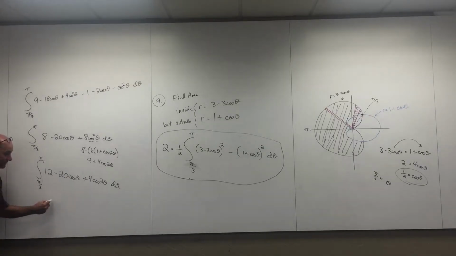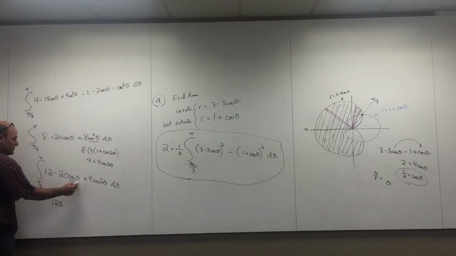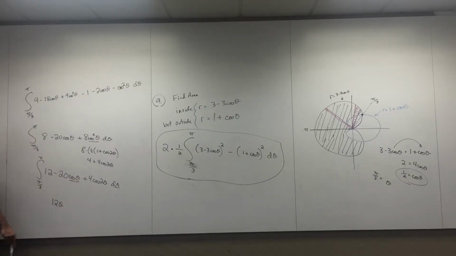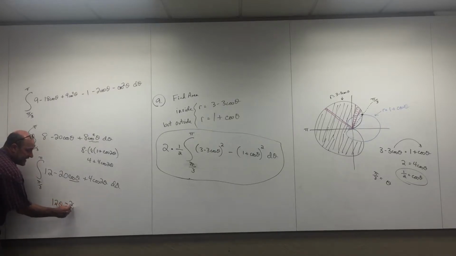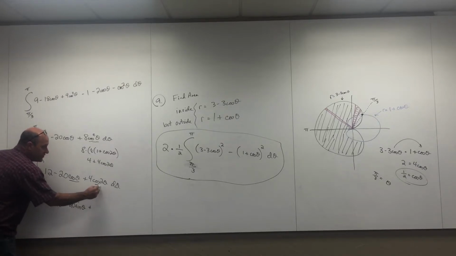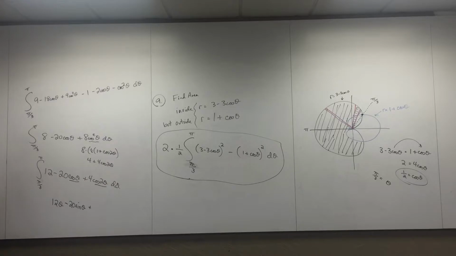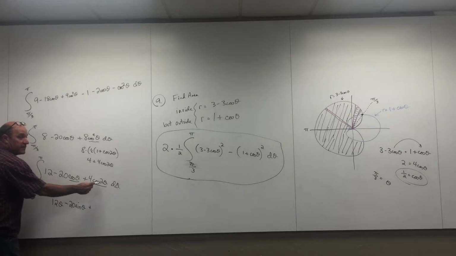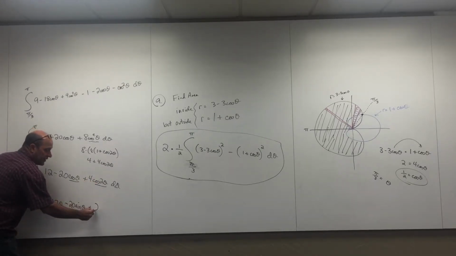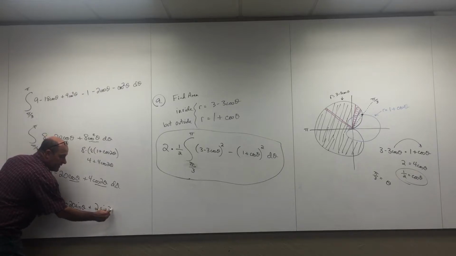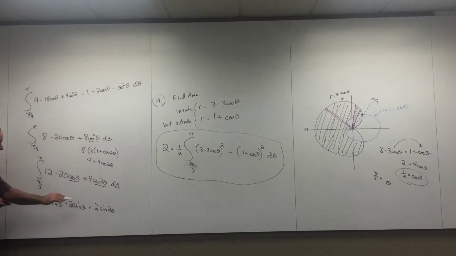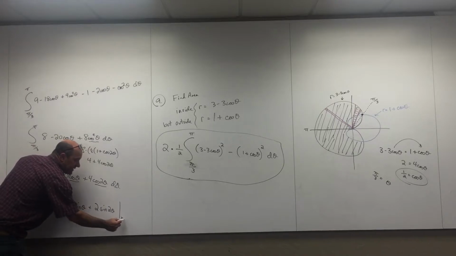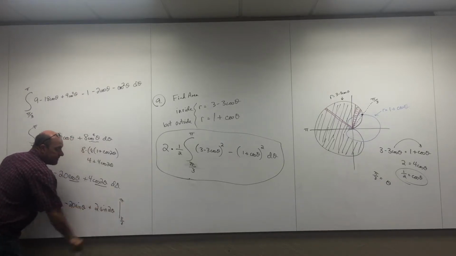Anybody know how to integrate a 12? Theta. 12 theta, she's right. How do you integrate a cos theta? I think it's just a sine theta. So it's negative 20 sine theta. Okay. Let's see, how do we integrate a cos 2 theta? I guess that's just a sine 2 theta, but it spits a 1/2 out front, because you do a little U substitution. So you get 2 sine 2 theta. And there's no reason to do any identities now. We're done. We just have to evaluate with these bounds from pi over 3 to pi.